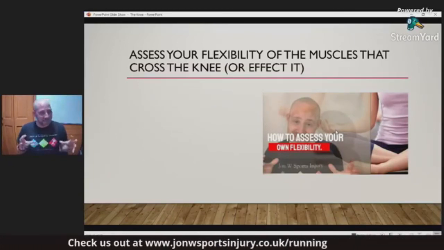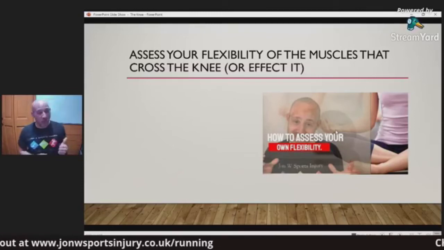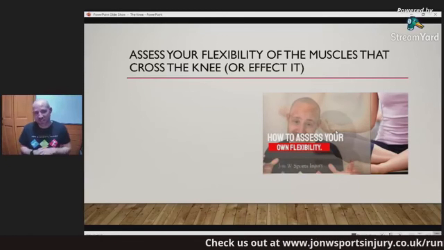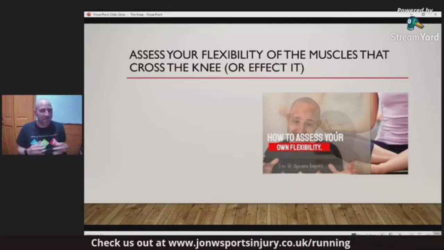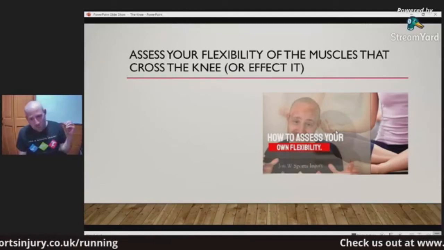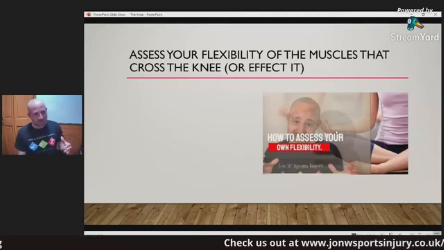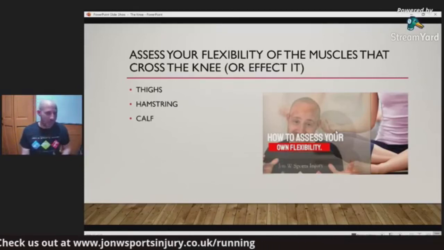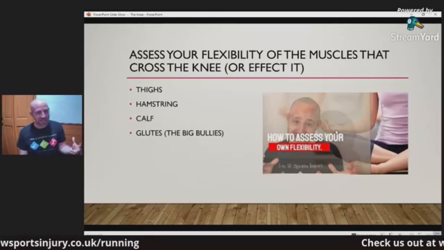So what we want to look at is the muscles that cross the knee joint. You've got quads, hamstrings, some other muscles in there, like I've mentioned, like gracilis and things, calf muscles, and the muscles that affect it. So that might be the glutes and things. You want to be able to assess those muscles for their flexibility. Are we placing excessive force on the knee joint? Any of these muscles could be creating excessive force.